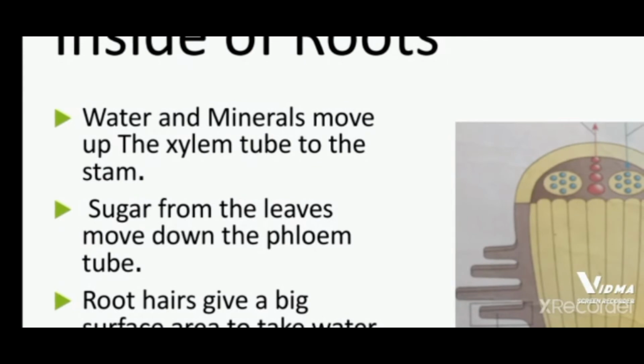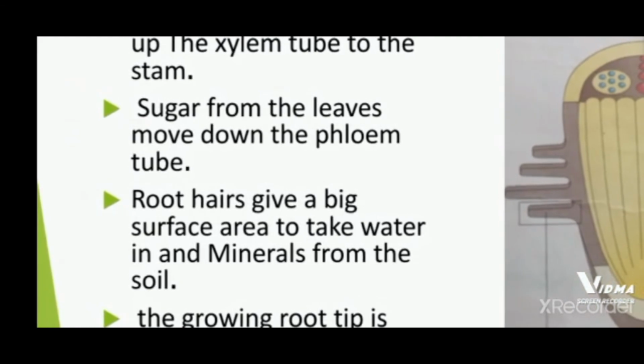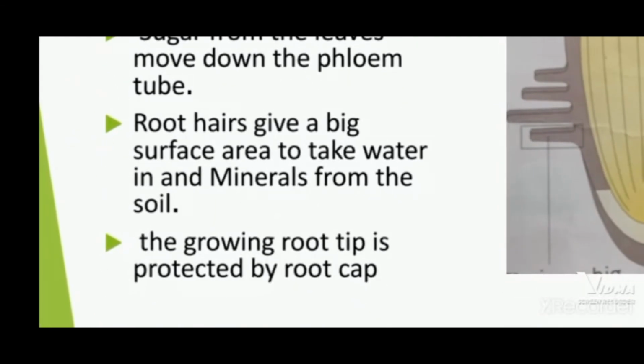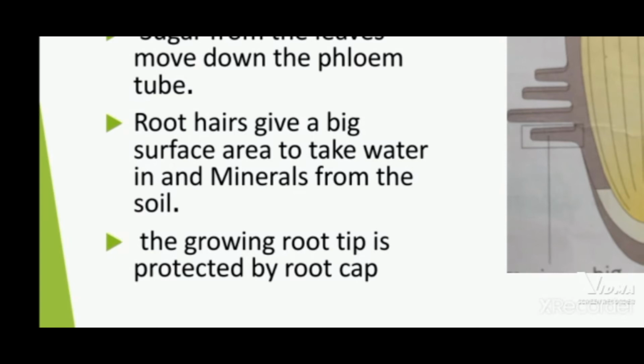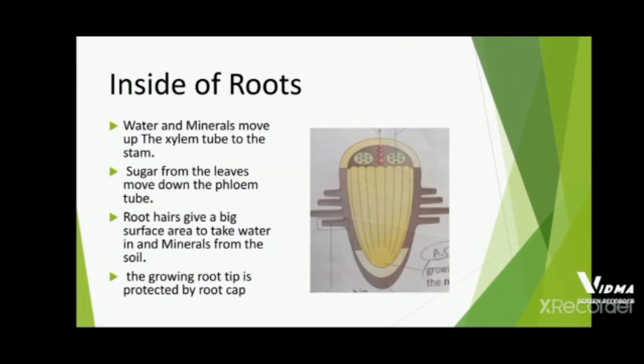Water and minerals move up the xylem tube to the stem. Sugar from the leaf moves down the phloem tube. Root hairs give a big surface area to take in water and minerals from the soil. They grow. The root tip is protected by the root cap. These are all some properties of the inside of the root.